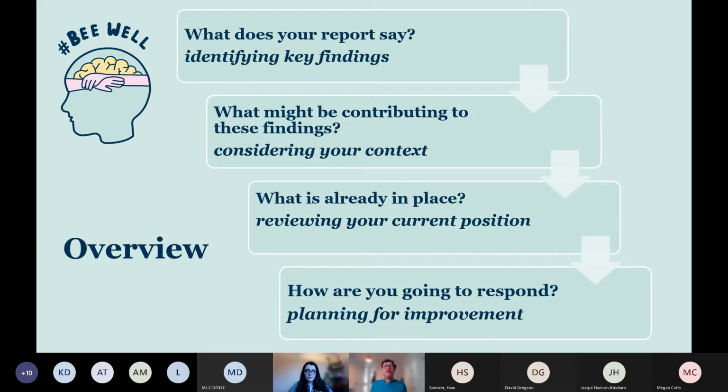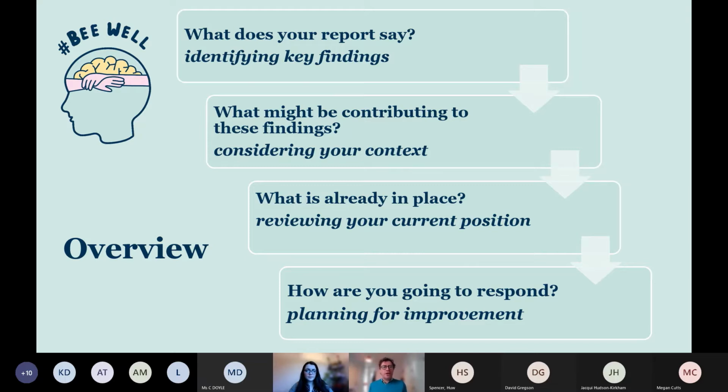Okay, so this is what I'm going to be taking you through today. These are the kind of 4 main steps that we'll be looking at. So first of all, thinking about what does your report say, thinking about some key ways to identify what the key findings are. That's very much focused on what's in the report. What does the data say?